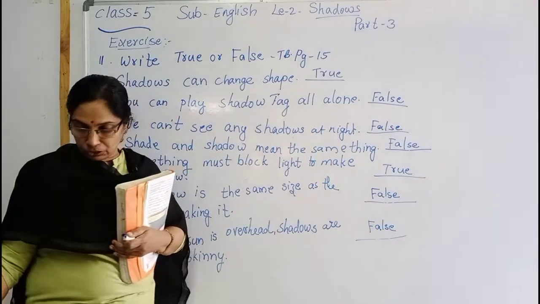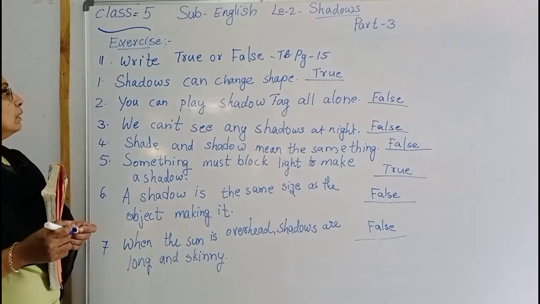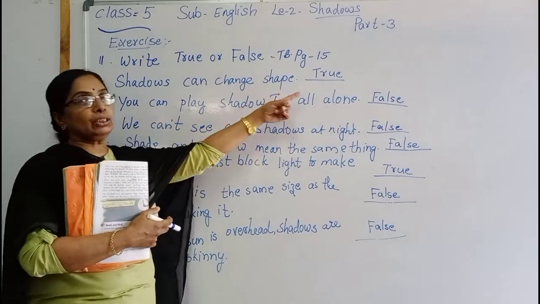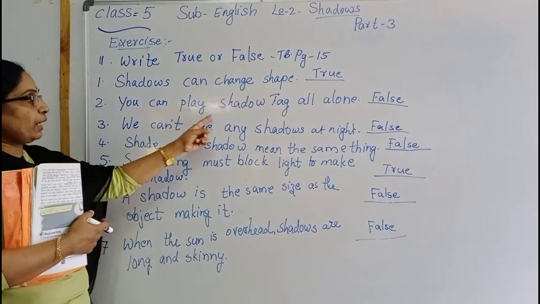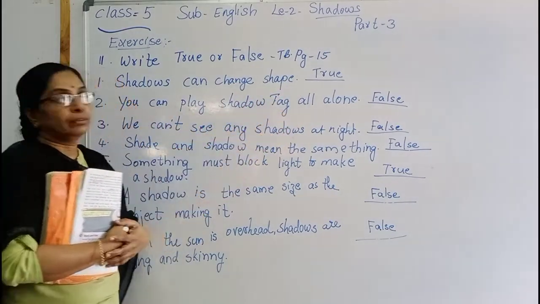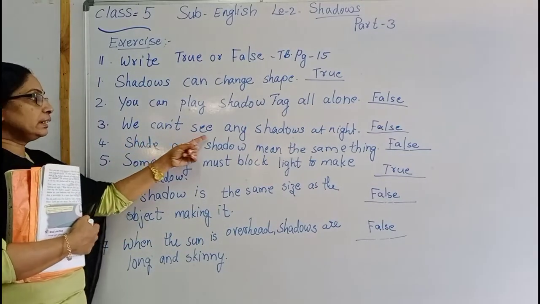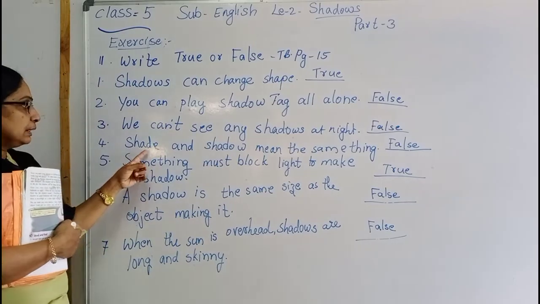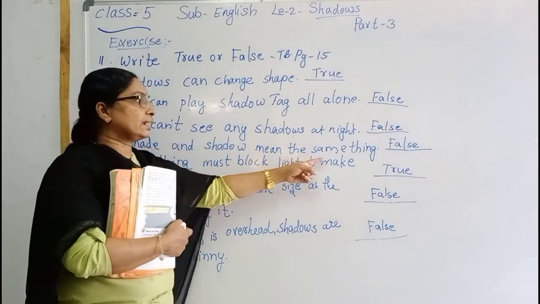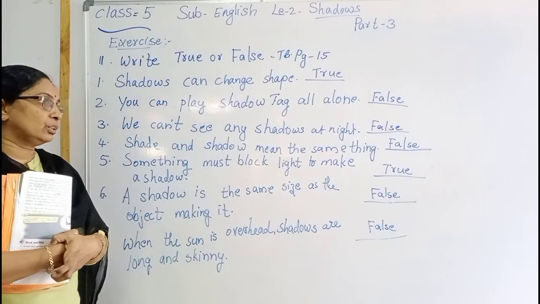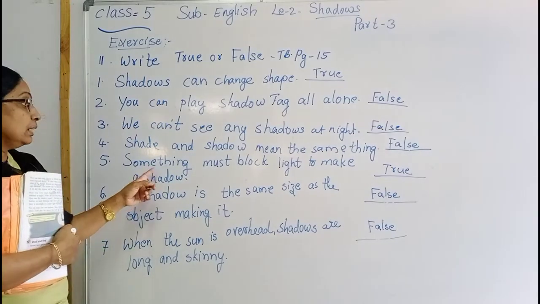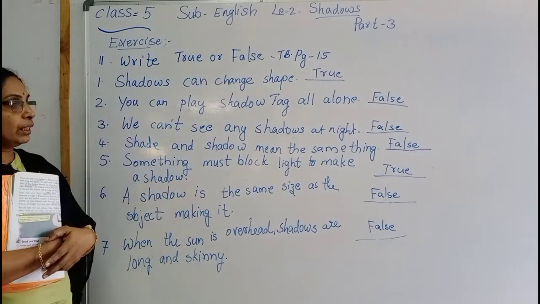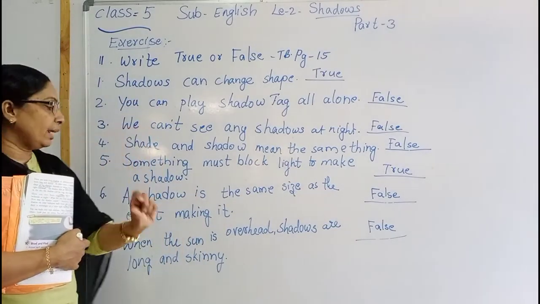So, repeat once again, children. Shadows can change shape. The statement is true. You can play shadow tag alone. False. We can't see any shadows at night. That is false. Shade and shadow mean the same thing. That is different. So the answer is false. Something must block light to make a shadow. That is true. We need the light.